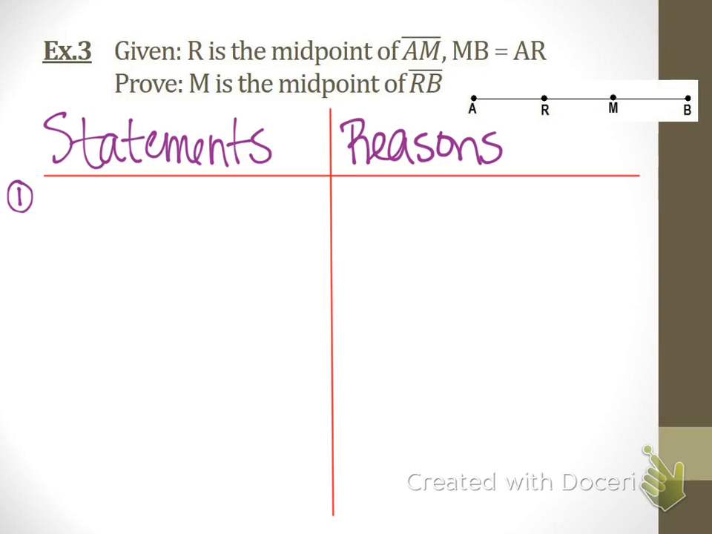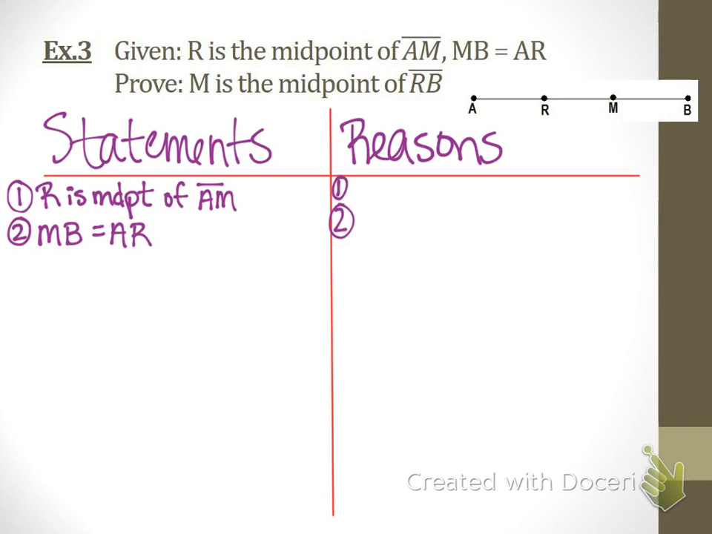So, my step 1 is going to say that R is the midpoint. I'm fine with you shortening midpoint to MDPT, midpoint of segment AM. My second statement would be that MB is equal to AR. My reason for both of those is going to be given.